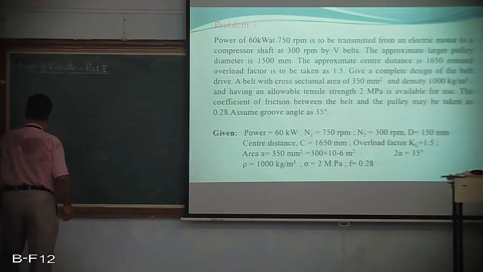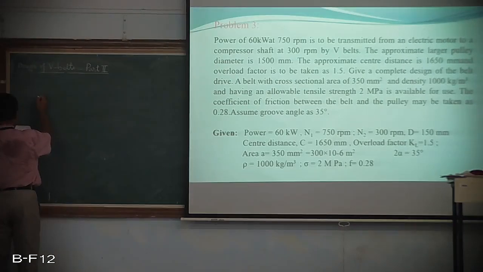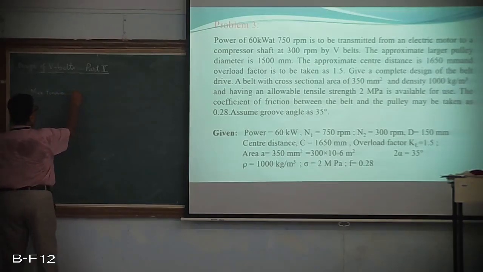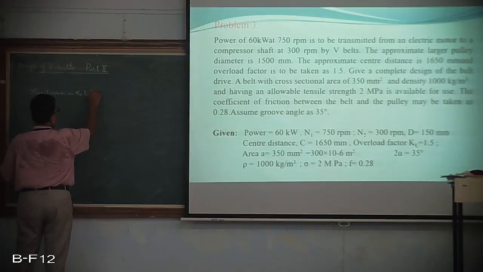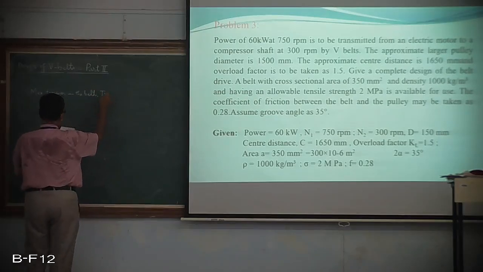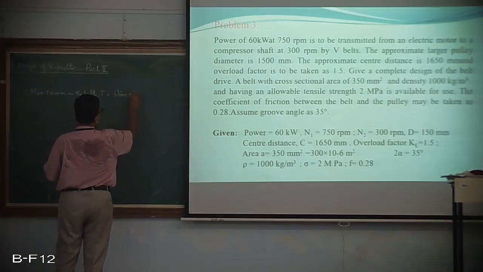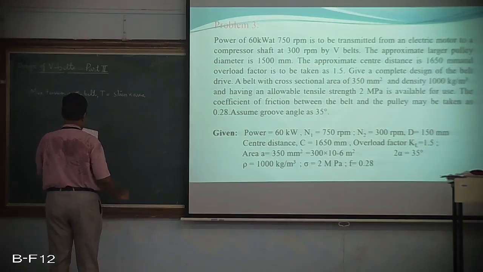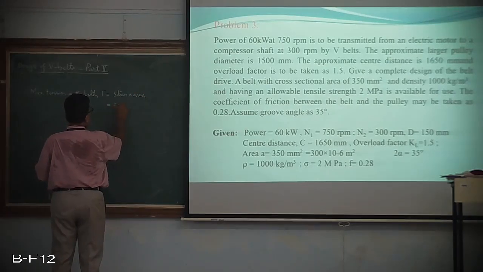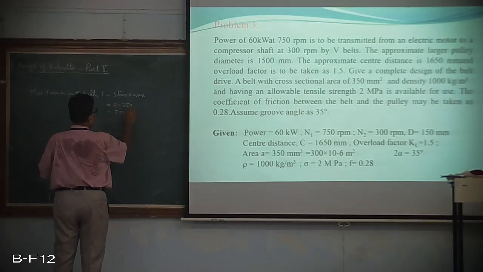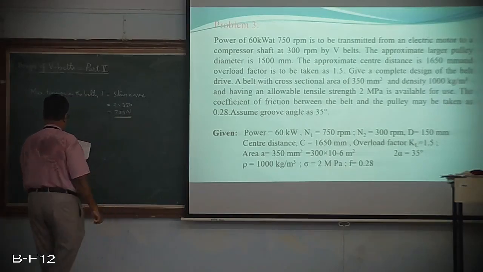Once we find that, now the maximum tension in the belt, let us say T, is given by the stress into the area. Whatever stress has been given, into the corresponding area. The stress is given as 2 megapascal and the area is given as 350. So altogether it will come to 700 Newton, which is the total tension.